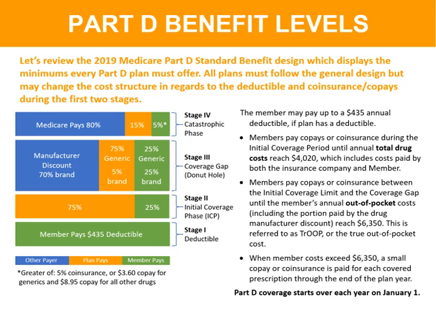Then you move to stage 2, which is the initial coverage phase. And during that phase, you pay typically 25% of the cost, and that's usually in the form of a copay or a percentage. Now, stage 3 is the coverage gap or donut hole.